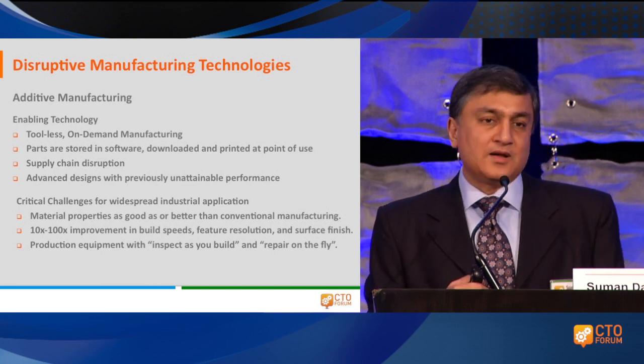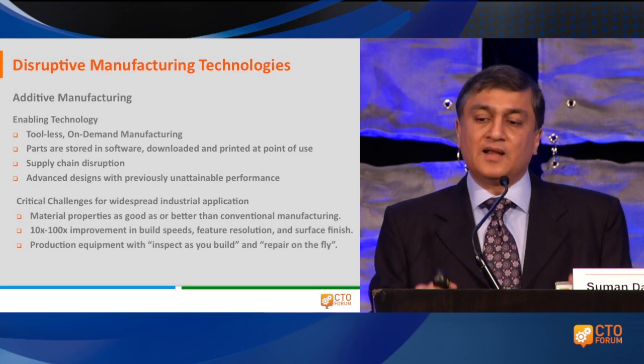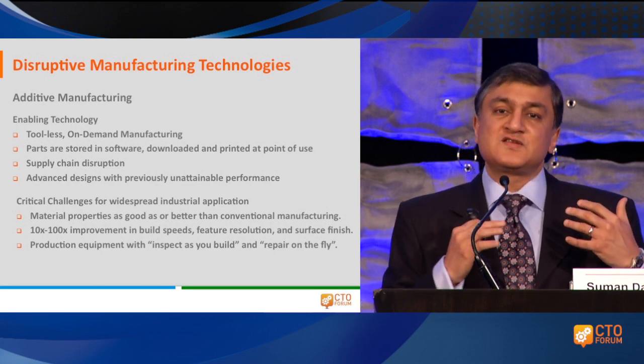Finally, we need production equipment that has some self-diagnostics, because we talk about the great possibilities of 3D printing, being able to make a part of arbitrary complexity, but we forget that in building a part that's made up of thousands of layers, every layer gives you the opportunity to introduce a defect in the part. So we need inspect-as-you-build and repair-on-the-fly capability for these machines to produce certified parts that are going to go into functional machinery.